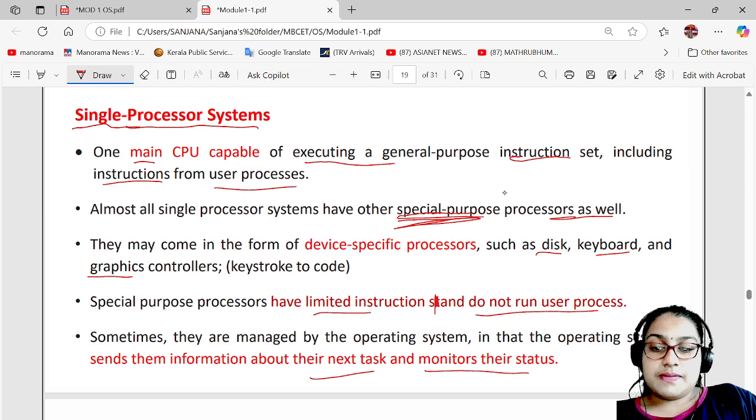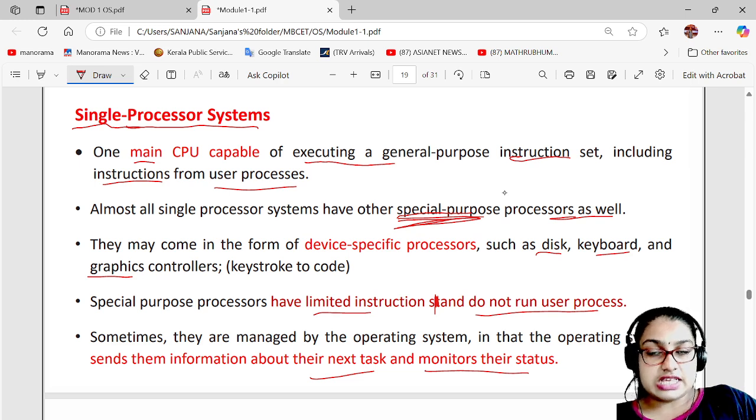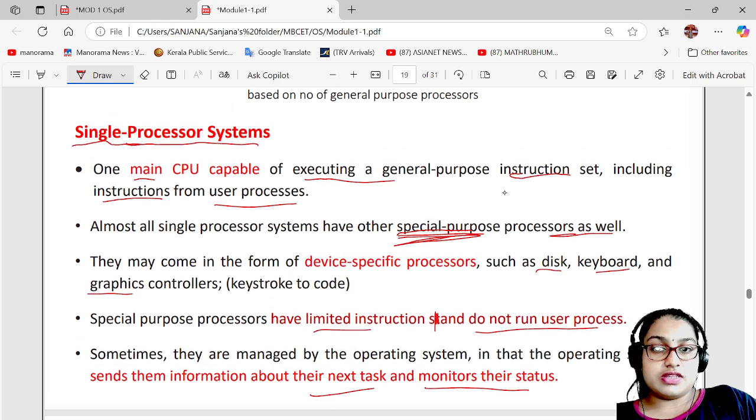Sometimes they are managed by the operating system, in that the operating system sends them information about their next task and monitors their status. Okay, that is the single processor system.